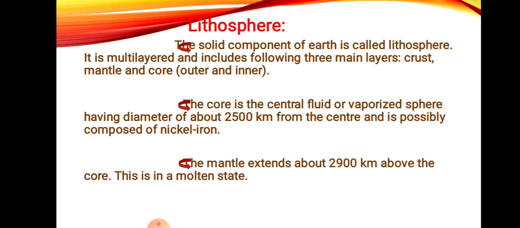Next, the lithosphere. This is the solid component of the earth. It is multi-layered and includes three main layers: number 1 crust, number 2 mantle and number 3 core. The core is divided into an outer and inner layer. The core is the central fluid or vaporized sphere having a diameter of about 2500 km from the center and is possibly composed of nickel and iron.